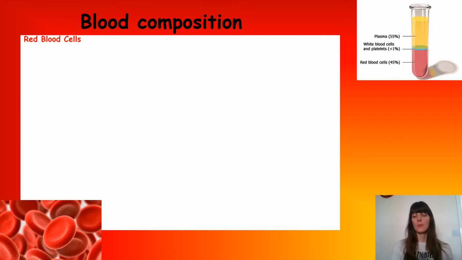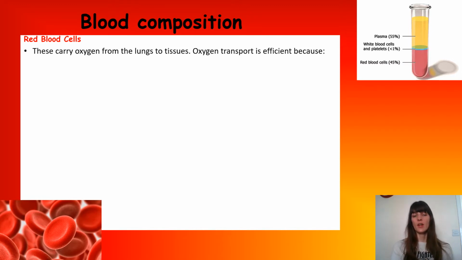Red blood cells make up about 45% of our blood and they float around in the plasma. They carry oxygen from the lungs to tissues and cells, and this is what we need for aerobic respiration. If you don't know what that is, don't worry, it'll be in a later video, but for those of you that do know, remember that the equation for aerobic respiration is glucose plus oxygen gives carbon dioxide and water. You need that oxygen for your cells to be able to create the energy through their mitochondria.